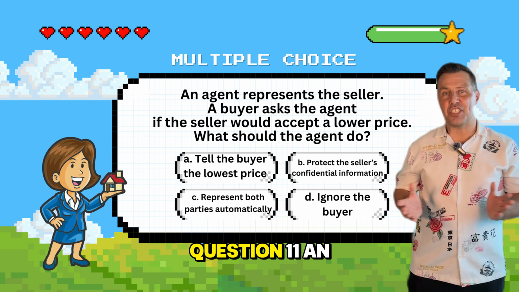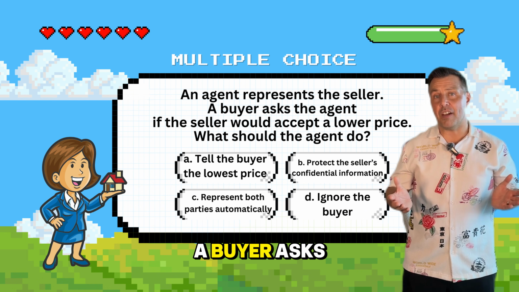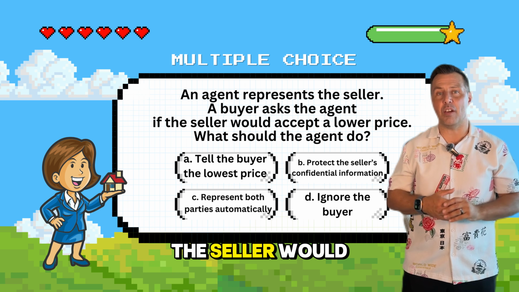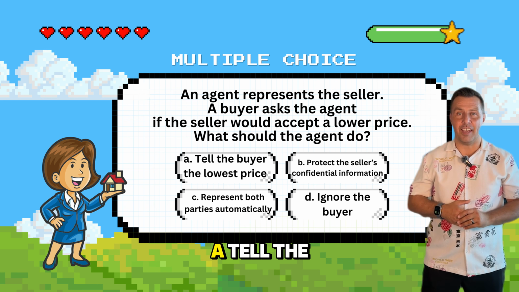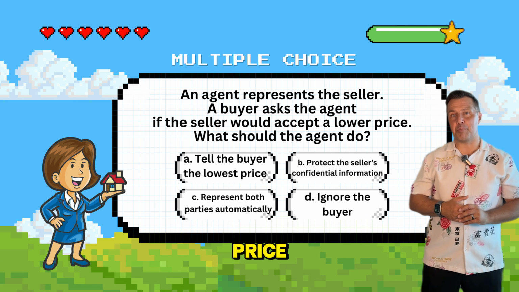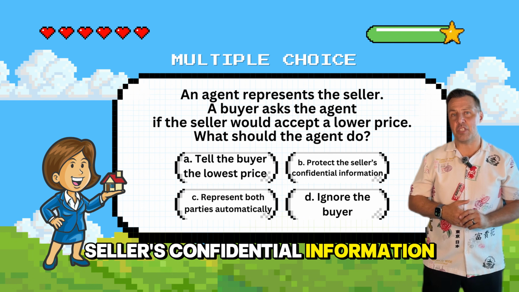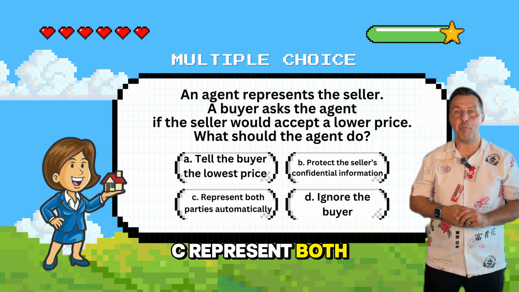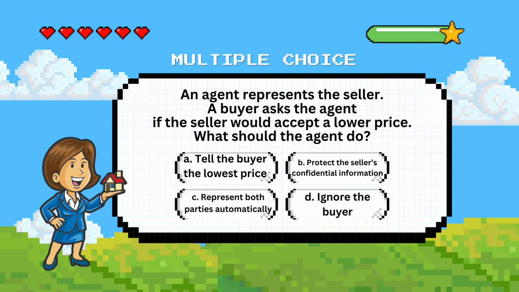Part 2. Agency. Question 11. An agent represents the seller. A buyer asks the agent if the seller would accept a lower price. Now, what should the agent do? A. Tell the buyer the lowest price. B. Protect the seller's confidential information. C. Represent both parties automatically. Or D. Ignore the buyer.